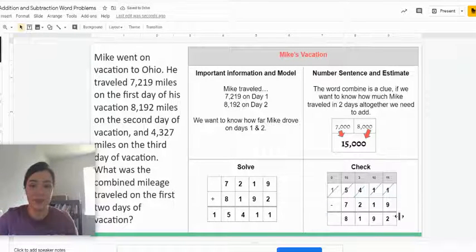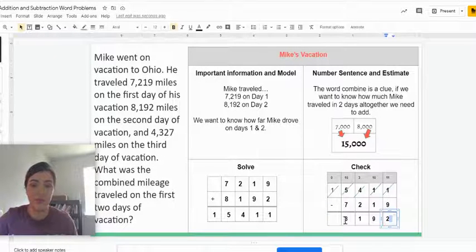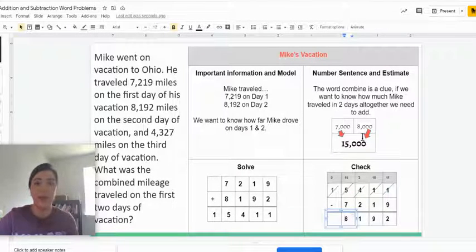And so since I got the same answer, 8,192, and our answer was pretty close to our estimate, that tells me that when we solved, we got the right answer and it was reasonable.